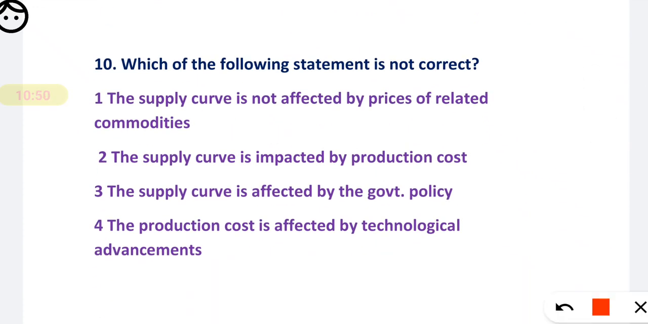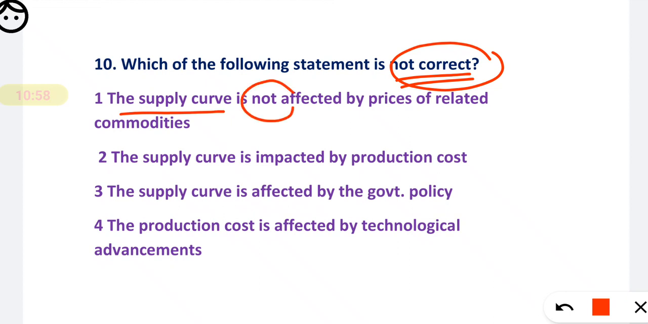Which of the following statements is not correct? We have to find that. So first, the supply curve is not affected by prices of related commodities. So it is a false statement. The supply curve is affected by the related commodities.